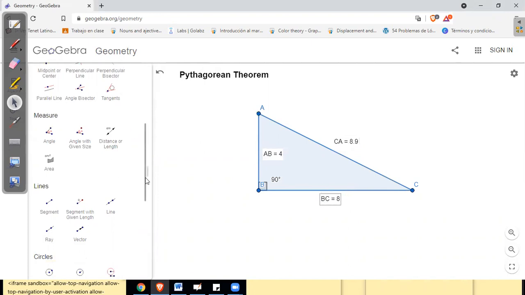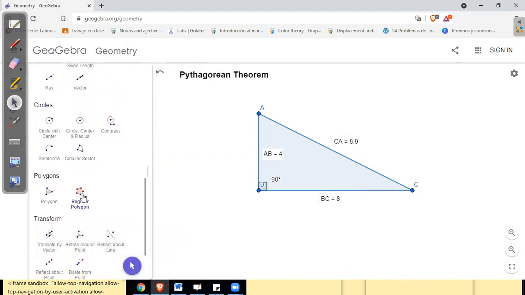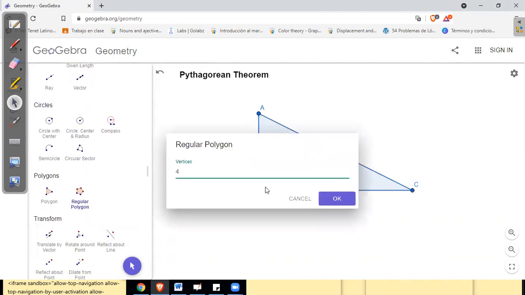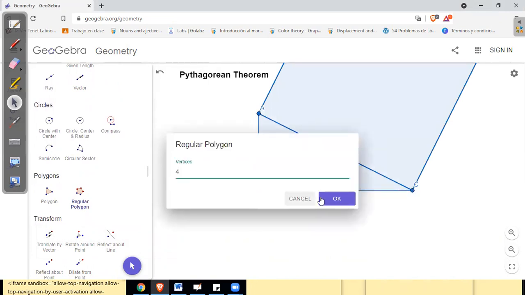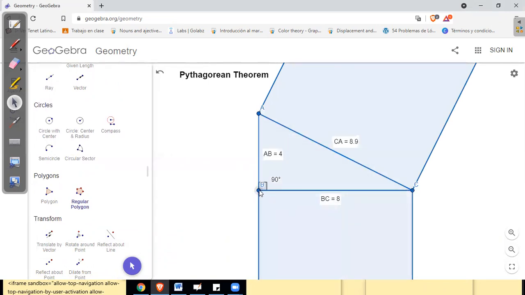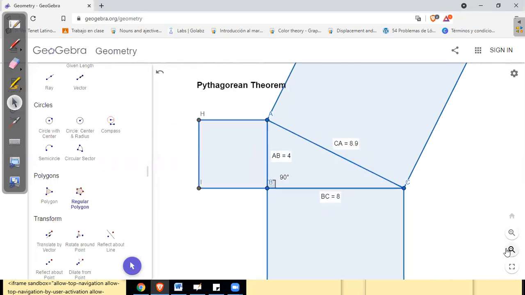We're going to move to polygons and click on regular polygon. We're going to start doing this opposite to the side that we did it. For example, it's A, B, C, so I'm going to do now A, C. How many vertices do I need? 4, because it's a square. Then from C to B, and from B to A. And here we have our 4 squares.